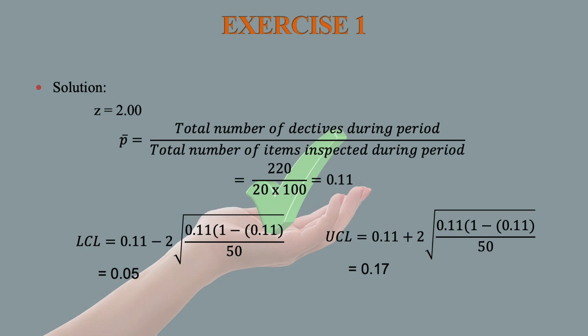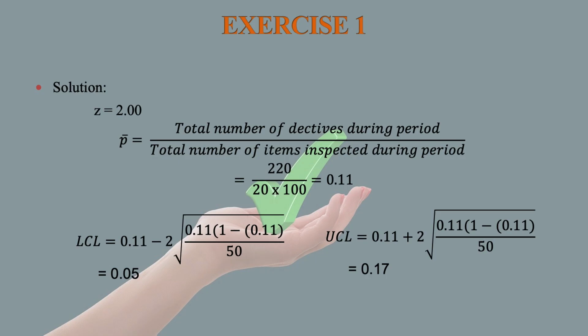Dear learners, while calculating LCL, that is lower control limit, you have to be very careful. If you get minus value, then you have to take 0, because minus defective items carries no meaning. But here you have got the lower control limit as 0.05.